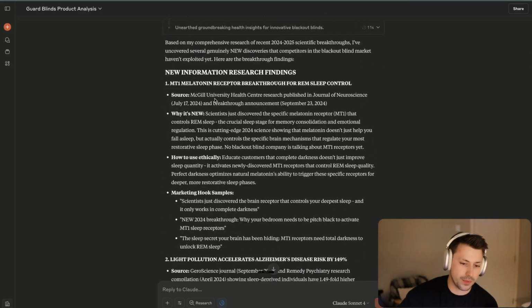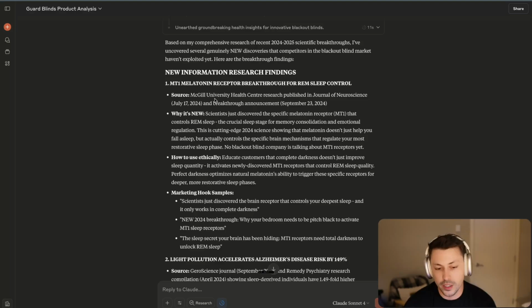So based on my comprehensive research of recent 2024-25 scientific breakthroughs, I've uncovered several genuinely new discoveries that competitors in the blackout blind market haven't exploited yet. So here are the breakthrough findings. New information research findings: MT1 melatonin receptor breakthrough for REM sleep control. This is from McGill University. Okay, it was published on July 17th.